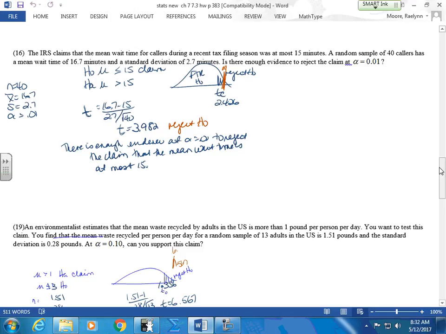There is enough evidence at the level of significance to reject the claim that the mean wait time is at most. Of course the IRS claims it's at most. So you call the IRS or anybody like that, any government thing, and I guarantee you wait more than 15 minutes.